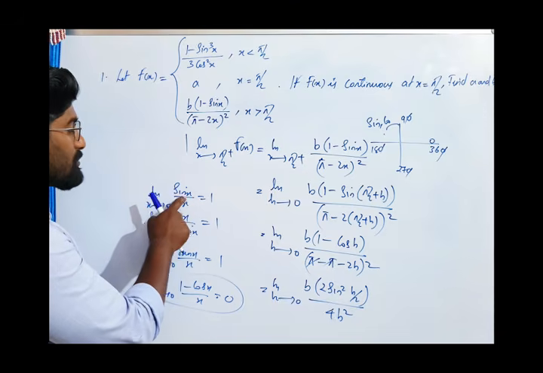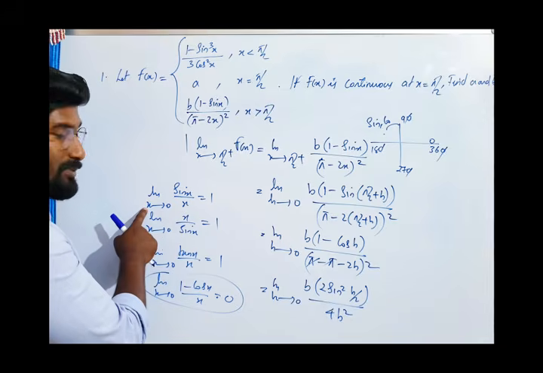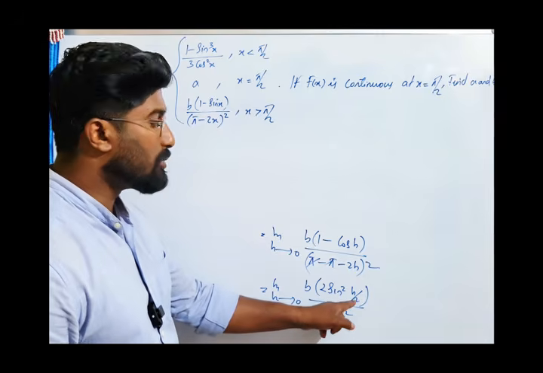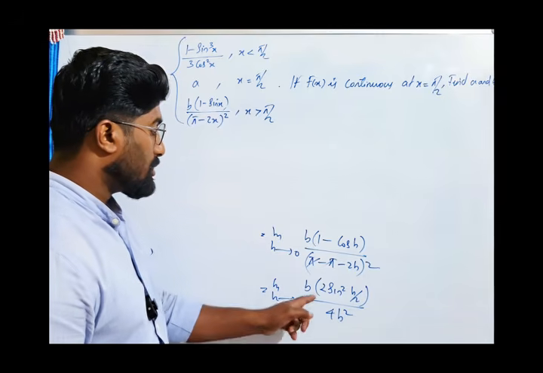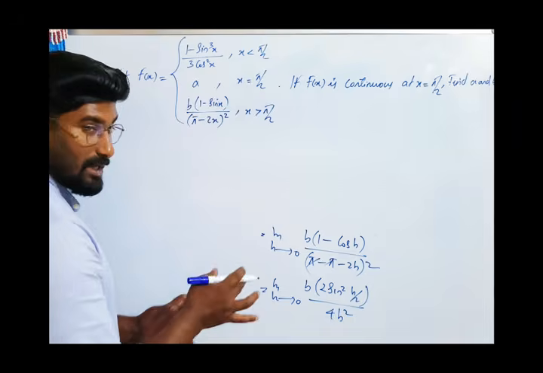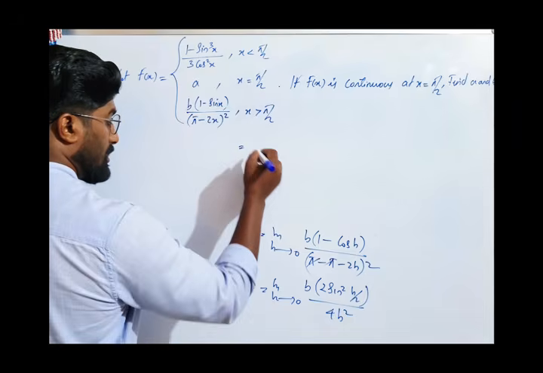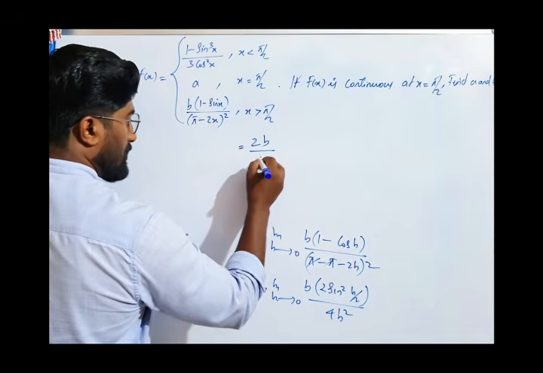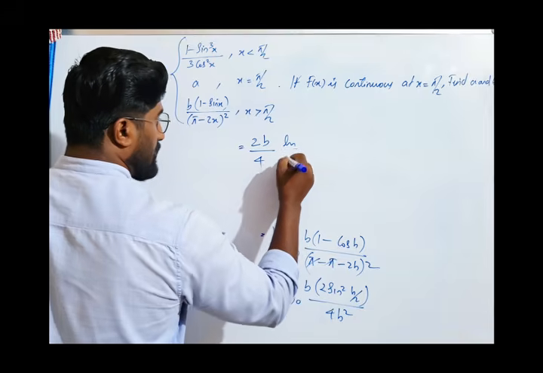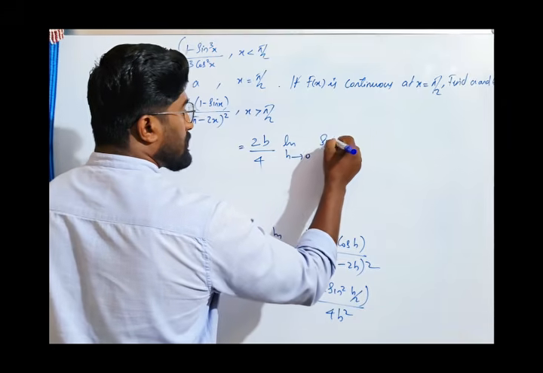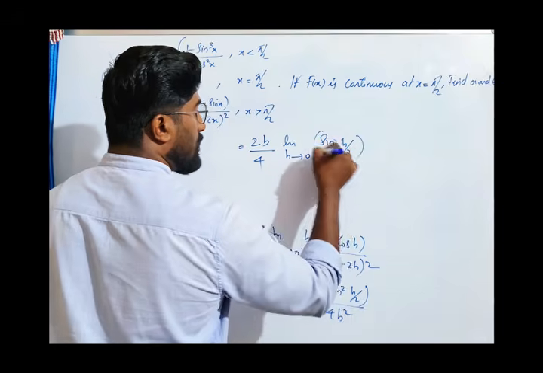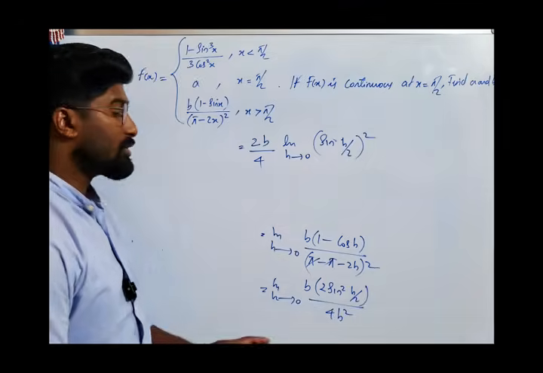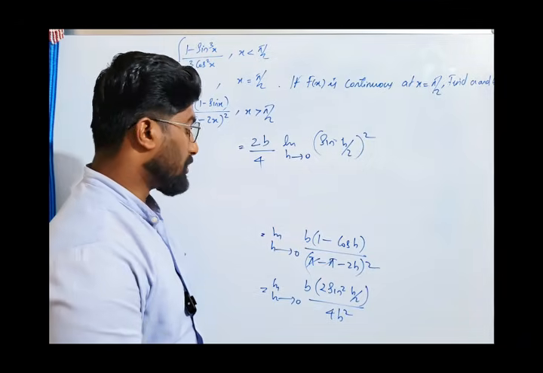That means if it is sine x by 2, this also should be x by 2, then x by 2 tends to 0. I have to get here sine square h by 2, means sine h by 2 the whole square. So 2 we can take outside. You know that anywhere if you have a constant, that constant we can take outside. So it is 2b divided by 4 into limit h tends to 0, sine square h by 2, that is sine h by 2 the whole square. So here you have to get h by 2 the whole square. H by 2 the whole square is h square divided by 4.